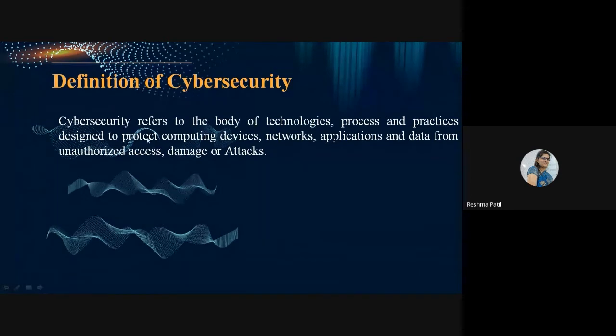Cybersecurity refers to the body of technologies, processes and practices designed to protect computing devices, networks, applications and data from unauthorized access, damage or attack. So various definitions are given. In everything, you will see that we have to protect our system from unauthorized access, damage and attack. This is what we have to remember when talking about cybersecurity.